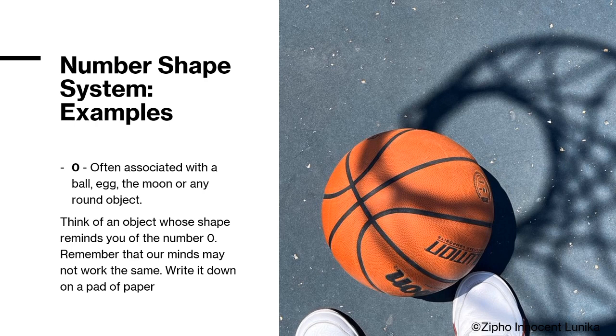So let's start with 0. 0 is often associated with a ball, an egg, or the moon. Think of an object whose shape reminds you of the number 0. Remember that our minds may not work the same. So write down whichever item springs to mind when you think of 0. I want you to write that down on a piece of paper. Please do this exercise and create a number shape system. We will proceed with this very same procedure later on in all the upcoming pegs that we will create.